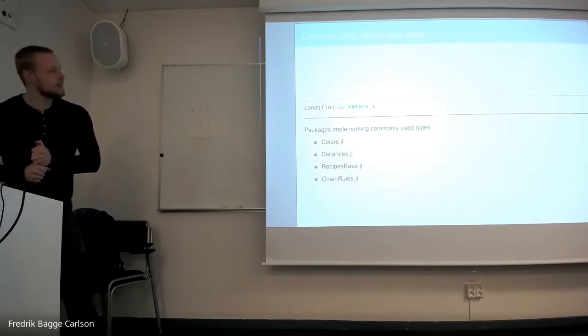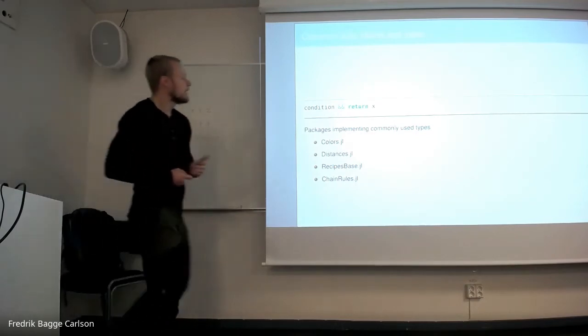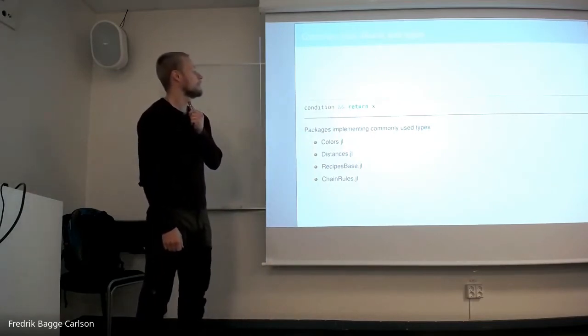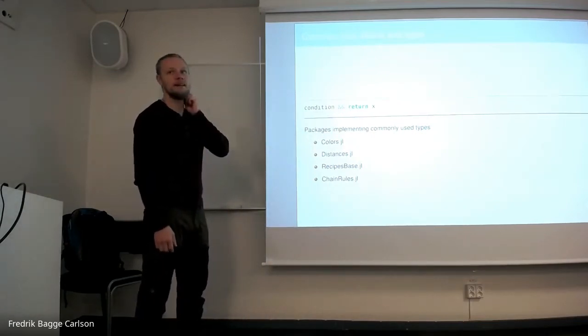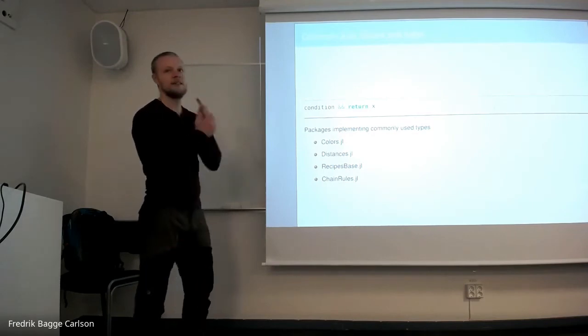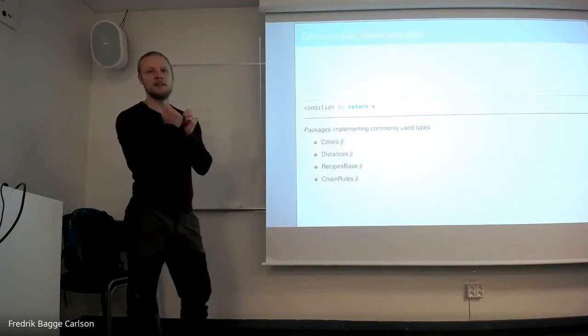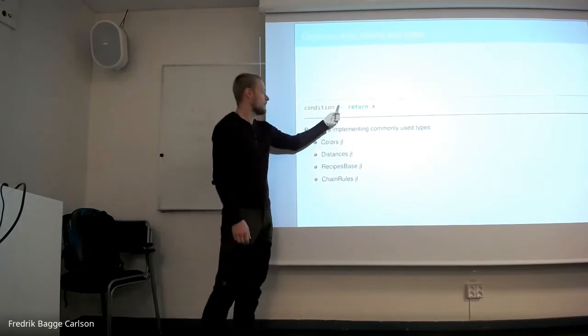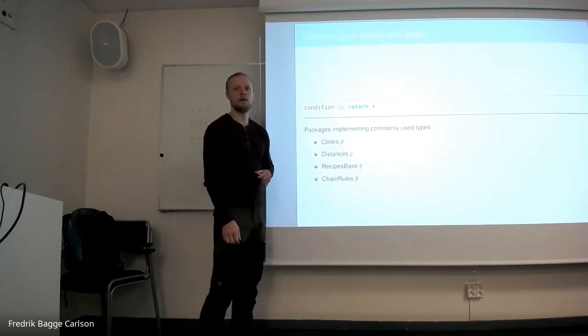All right. Condition and return X. What does that mean? The reason I include this is because this is very idiomatic Julia code. You see it used quite a lot. And it's the Boolean short-circuiting AND operator. And what does that mean?